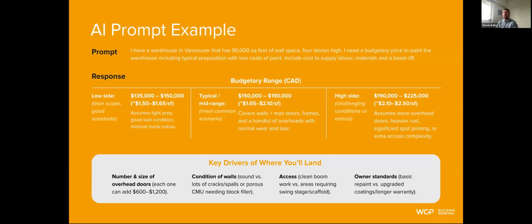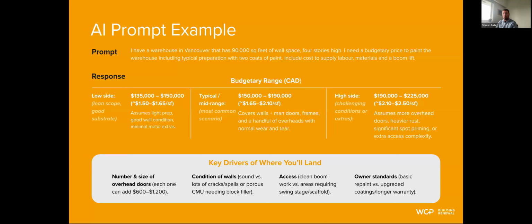So the AI prompt example we used for this one in particular was: I have a warehouse in Vancouver that's 90,000 square feet of wall space, and it's also 4 stories high. I need a budgetary price to paint the warehouse, including typical preparation with 2 coats of paint. Include cost to supply labor, materials, and a boom lift. So by prompt standards, I would say this one is relatively basic.